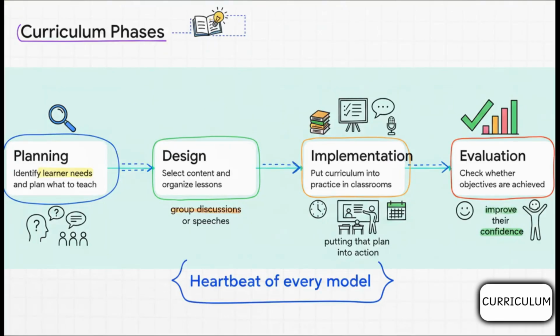Now, this whole development process universally follows 4 major phases. First up is curriculum planning, where we figure out what the learners actually need. Like, say students are really struggling with communication. Well, we plan to fix that. Second is curriculum design. This is where we pick the actual content, maybe choosing group discussions or speeches. Third is implementation, which is just putting that plan into action right in the classroom.